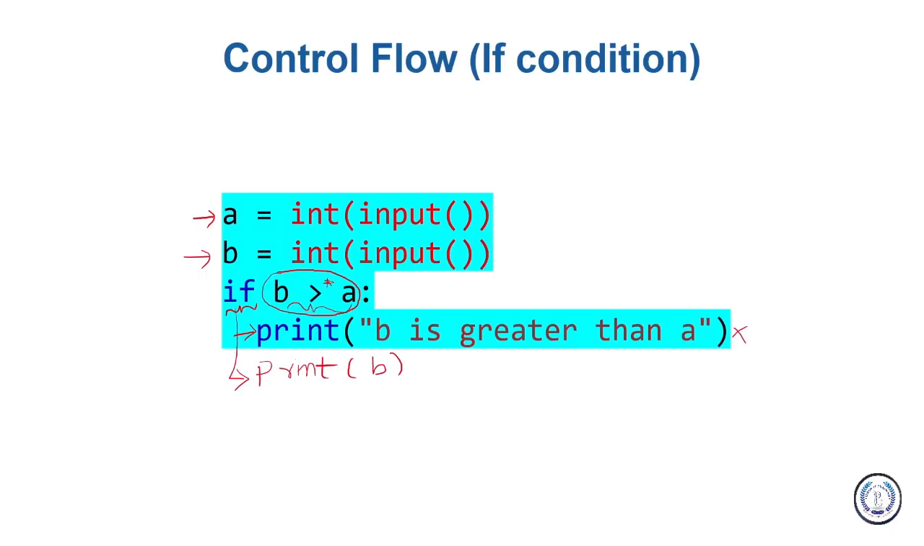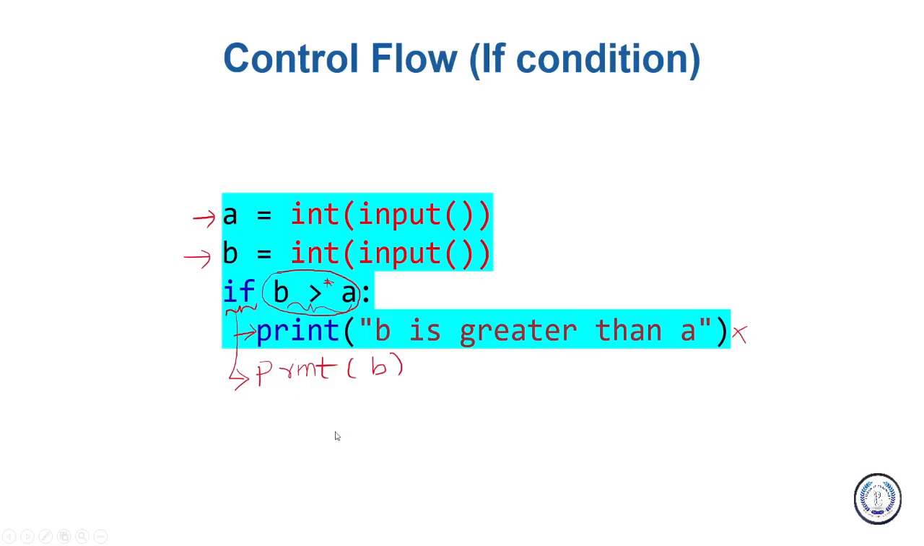Okay, so yeah, it looks complicated. How to print only that number that is bigger? So if B is bigger than A, then we will print B. Maybe we should apply another if condition. If B is bigger than A, then print B. If A is bigger than B, then print A. Maybe. Yeah, why not?